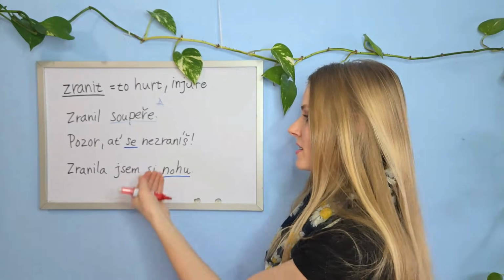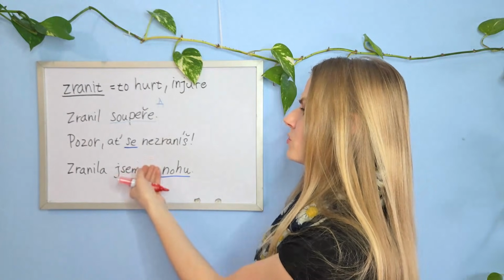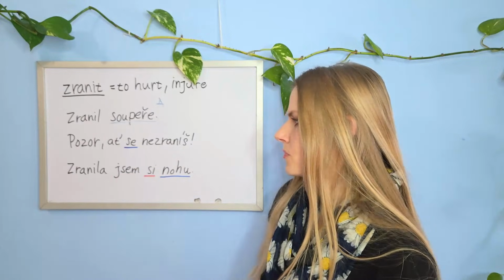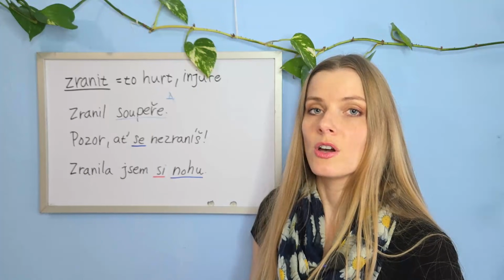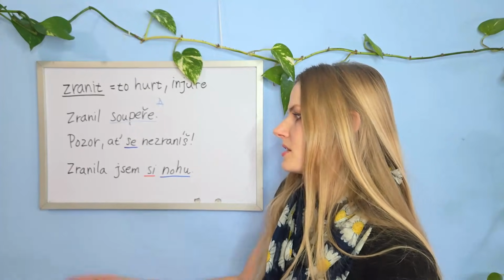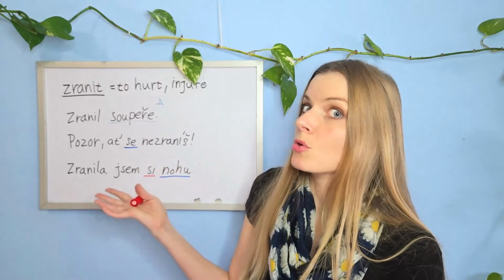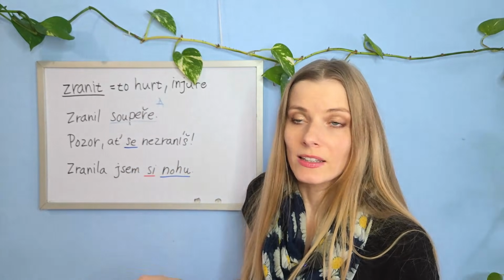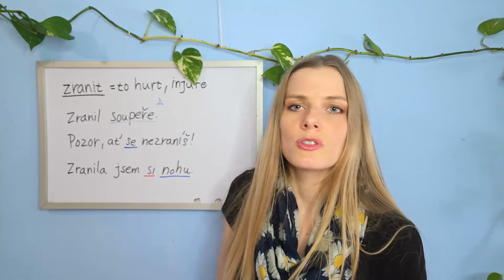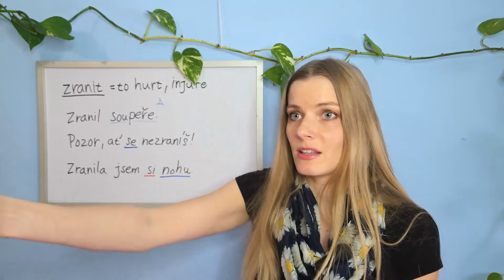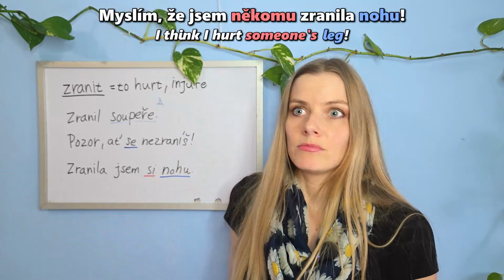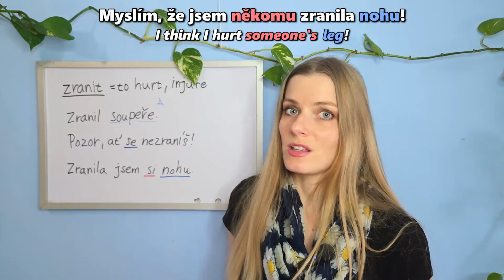So if you say zranila jsem nohu, it sounds a bit weird. That would mean I hurt a leg. And then naturally people would ask, whose leg? You could say zranila jsem někomu nohu. I hurt someone's leg. If there is a crowd and you bumped into someone and hurt their leg or their foot and you don't know that person and they left, you could say, myslím, že jsem někomu zranila nohu.